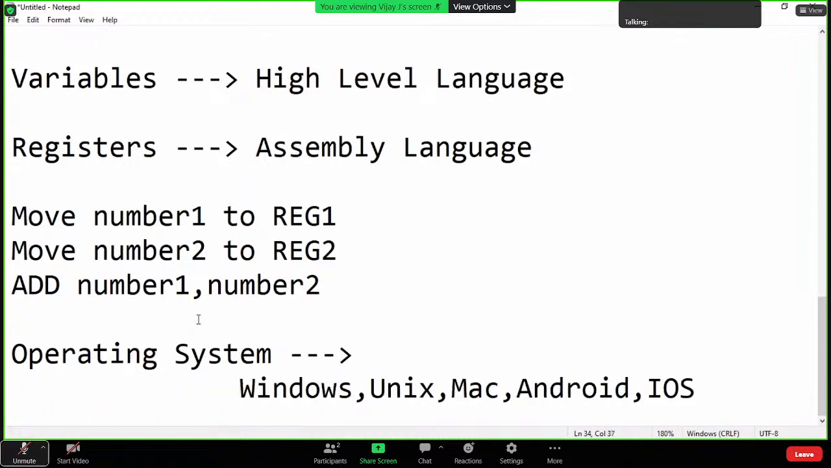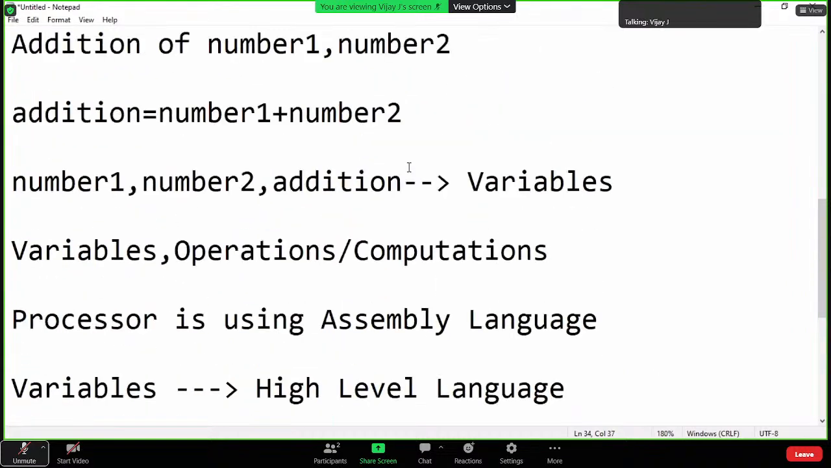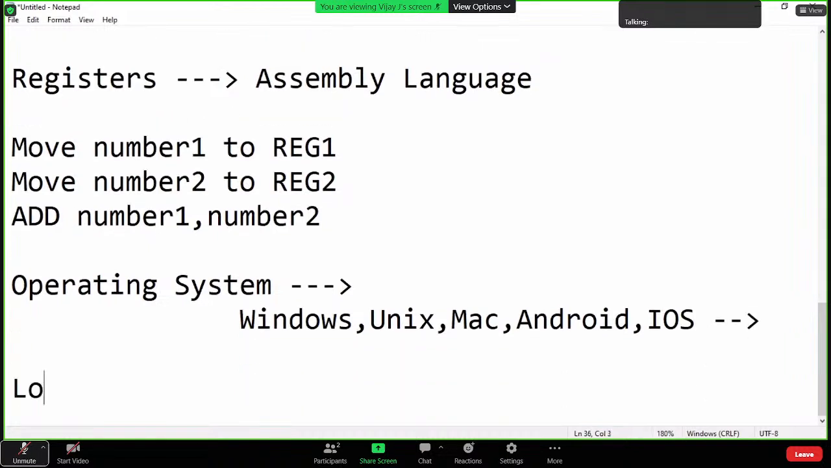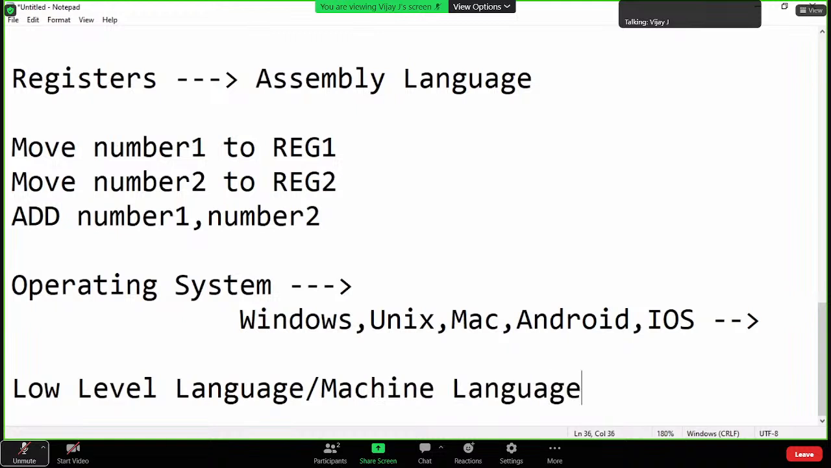But what is your operating system doing? Is it using assembly language? No. Is it using a high level language? No. Again I'm telling you, the operating system is using a low level language. It is also referred to as machine language. What is your computer doing? Computer means your machine. The computer is always using low level language or machine language.